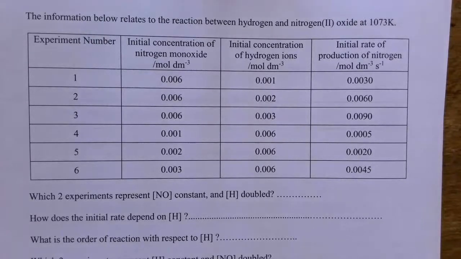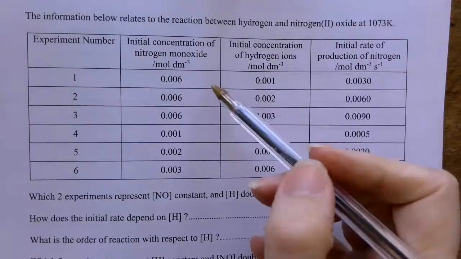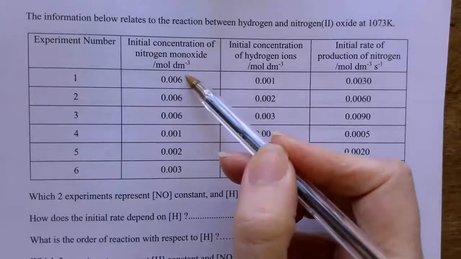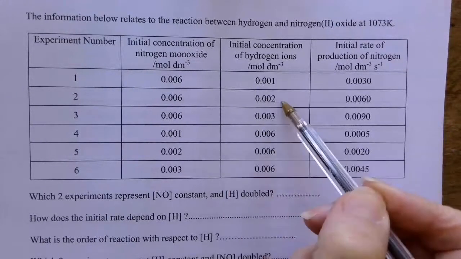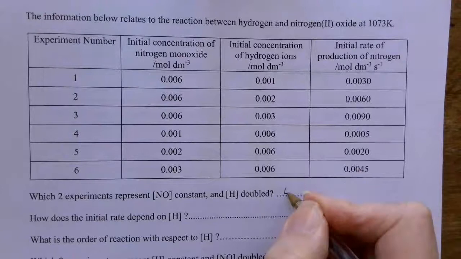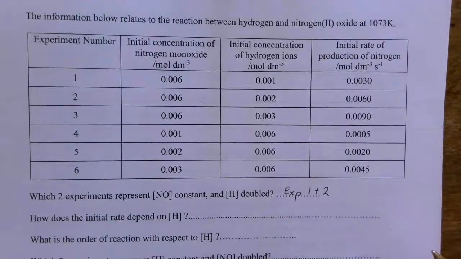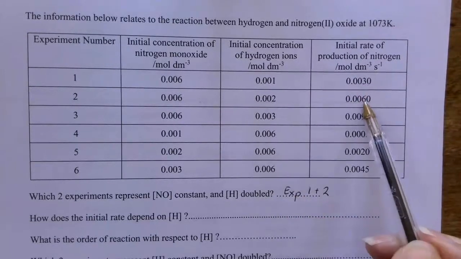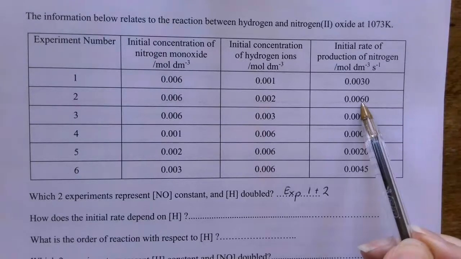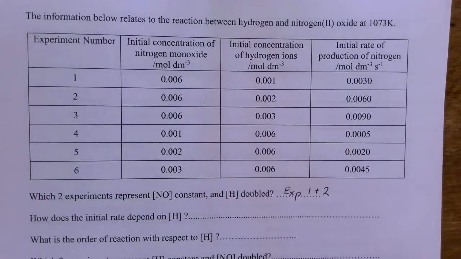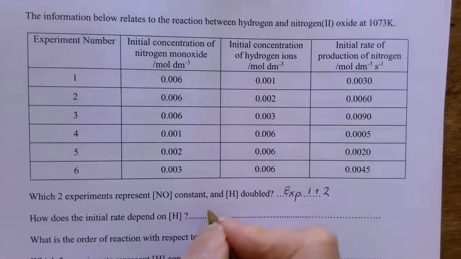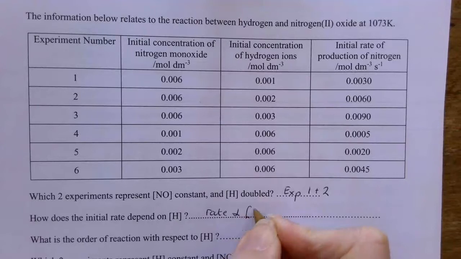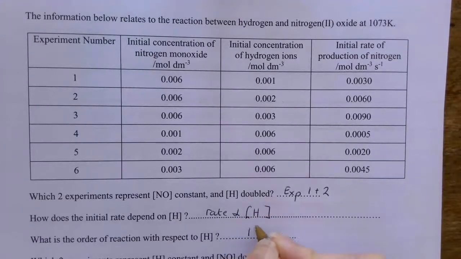So we want two experiments where we're keeping the concentration of nitrogen monoxide constant, but we're doubling the concentration of hydrogen ions. So we're going to look at experiments number 1 and 2, because in this case, this concentration stays the same, but this concentration doubles. In experiments 1 and 2, the hydrogen ion concentration doubles and the rate doubles. So the order of reaction with respect to H is first order, because the rate is directly proportional to the concentration of the hydrogen ions.